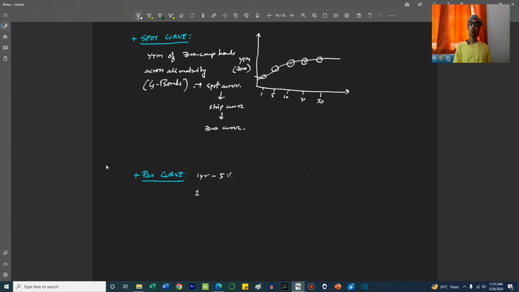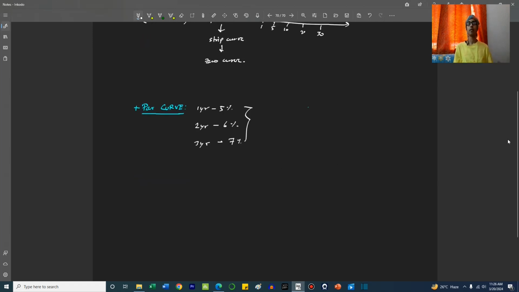For a 2-year coupon paying bond, the coupon is 6%. For a 3-year coupon paying bond, the coupon is 7%. Now we need to find out the par curve from this. Let's do that, friends. So par curve is basically the yield which results in the bond trading at par. So we use this definition to find out the par yield values, to find out the yield values which result in the bonds trading at par.